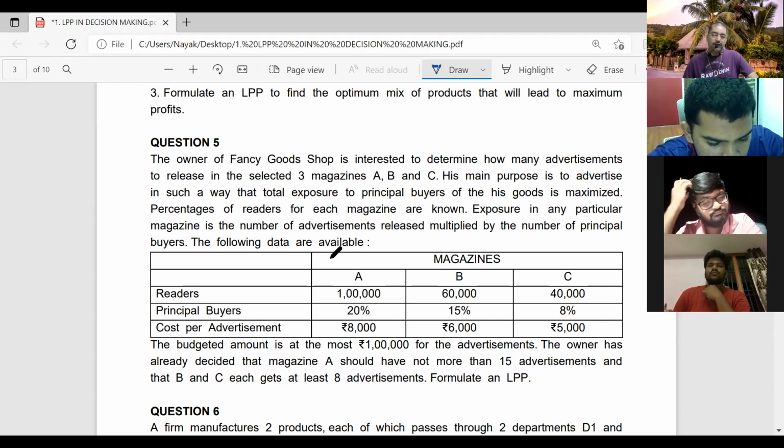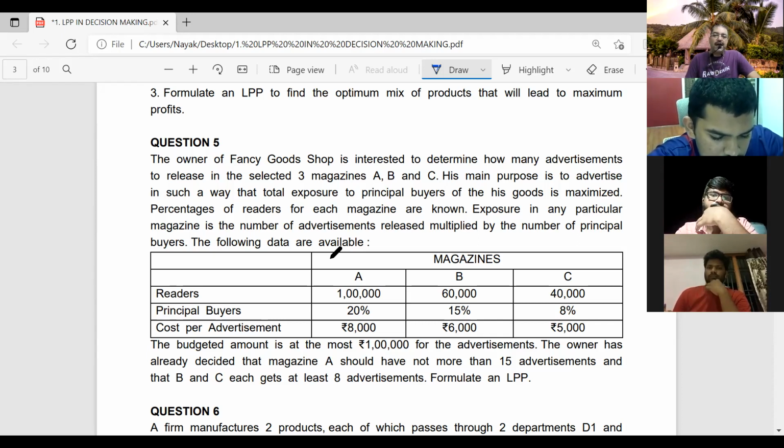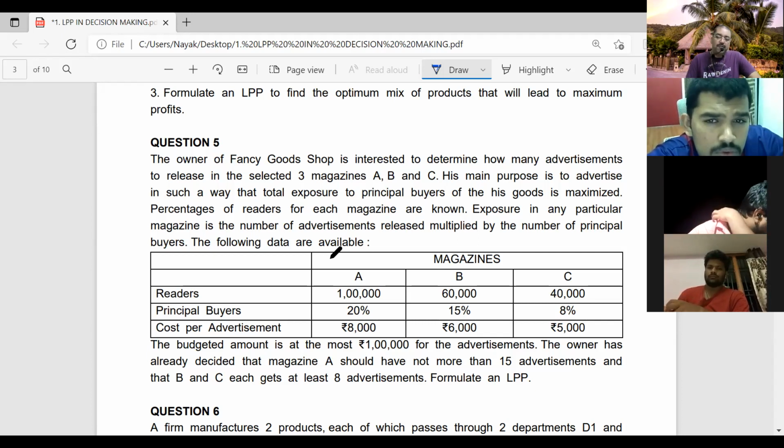They are given the readers for each magazine, 1,60,000 and 40,000. Principal buyers, 20%, 15% and 8%. Cost per advertisement, 8, 6 and 5,000. Budgeted amount is at the most 1 lakh for the advertisement. So that is a restraint. Owner has already decided that magazine A should not have more than 15 advertisements. And B and C each gets at least 8 advertisements. Formulate an LPP.